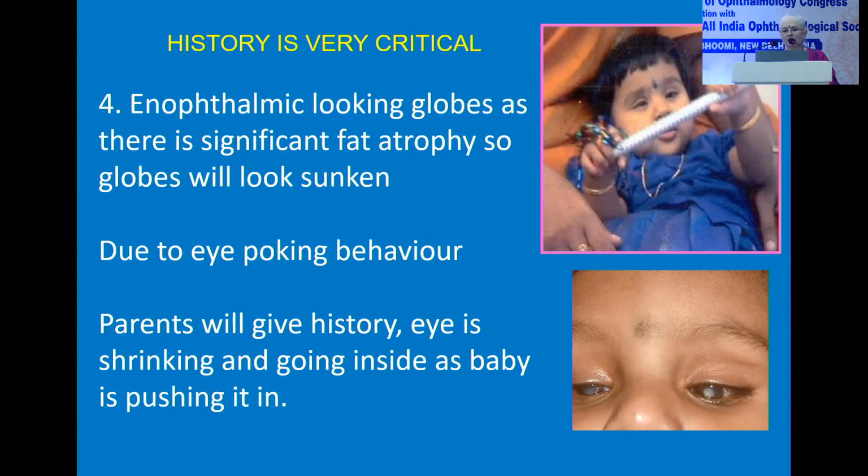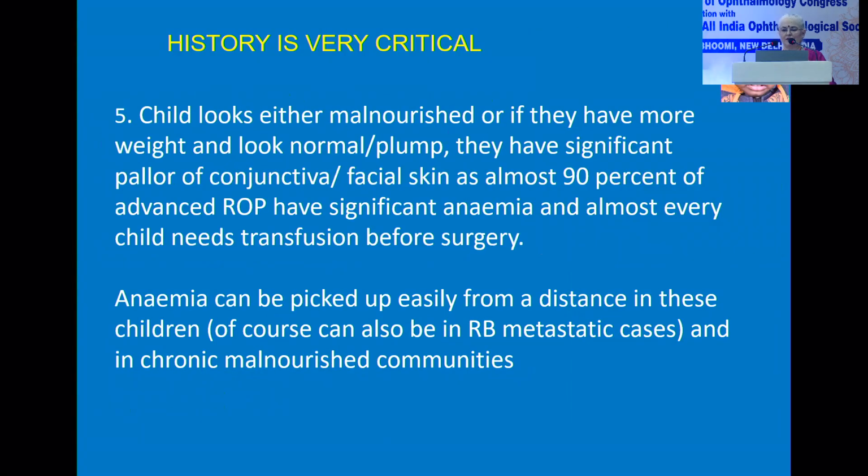Then enophthalmos. This is a very important sign. If you see an enophthalmic globe, which happens because of poking, then this is not retinoblastoma. And if they say that one eye is shrinking and going inside, then usually it will be enophthalmic, and that is not retinoblastoma. Of course, you can have retinoblastoma developing as a phthisis, but there the history will be different, no eye poking behavior. If the child looks very malnourished, with poor weight gain and a very small body size, then you know that this is ROP, and usually retinoblastoma children are very healthy till they develop metastasis.